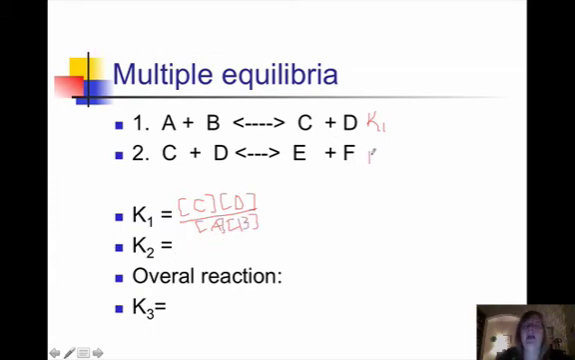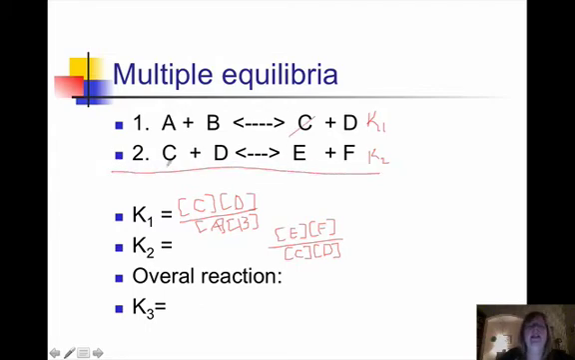Okay, in the second equation, this K would be E times F divided by C times D. Now the overall reaction, when we add these equations together, notice the C's and the D's cancel. And we get the overall reaction, A plus B goes to E plus F.